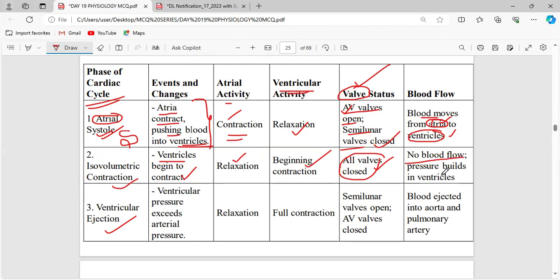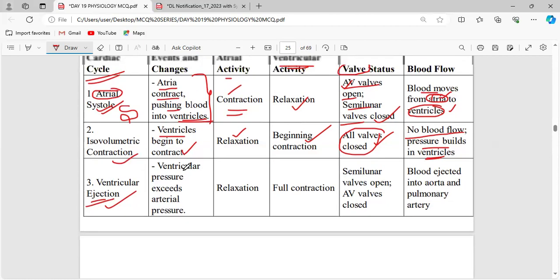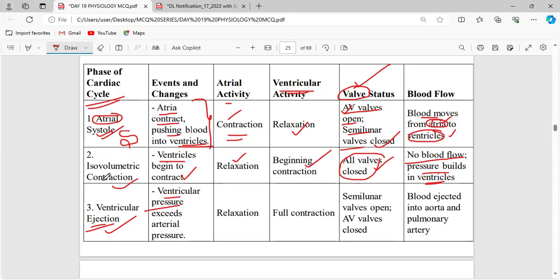And what is happening exactly in the isovolumetric contraction? The pressure is building in the ventricles, which means the pressure is high in the ventricles as they are contracting. Now, the third phase will be the ventricular ejection. Now, see here, in isovolumetric contraction, the pressure is built up in the ventricles. In the ventricular ejection, the ventricular pressure is high and the atrial pressure will be low.